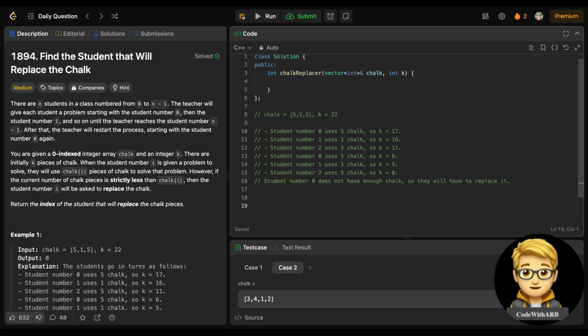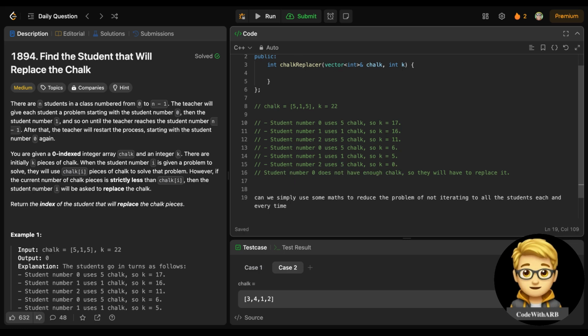So can we simply use some mathematics to reduce this problem, so that we are not iterating over all the students each and every time? The problem is that we can't iterate over each and every student multiple times and reduce the chalks each time whenever it gets used. That's the problem. So can we use this?